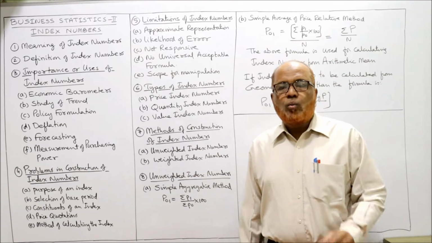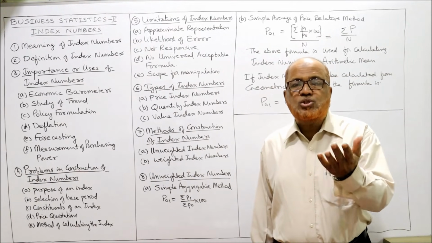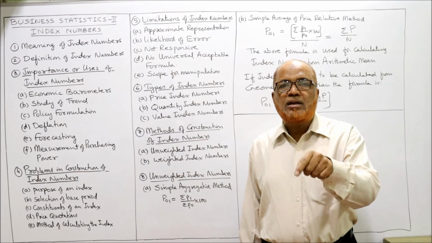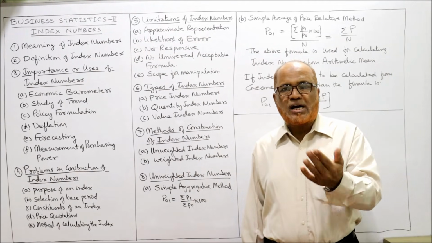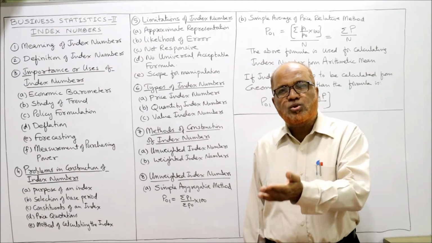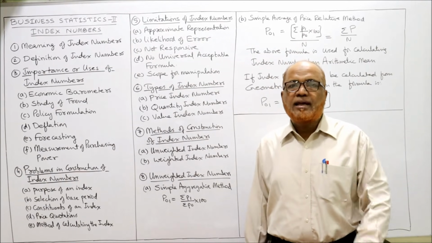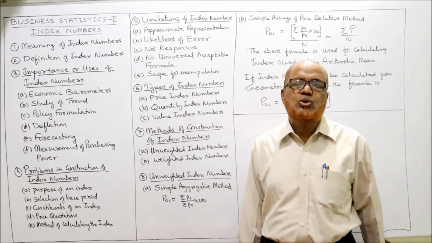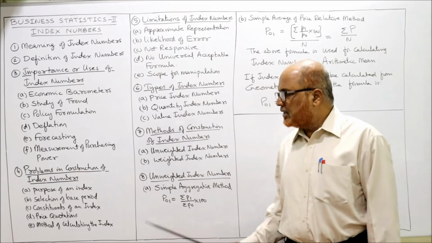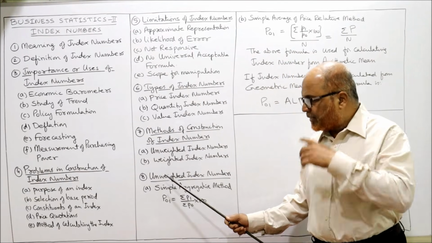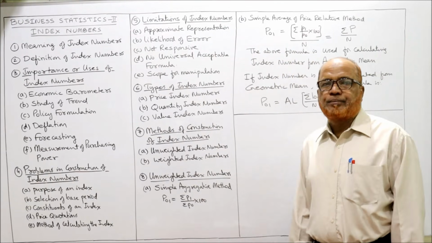Weighted index number is where we assign the weights to the items according to their importance. जिसका इंपॉर्टेंस ज्यादा रहेगा उसको ज्यादा वेट देंगे, जिसका इंपॉर्टेंस कम रहेगा उसको कम वेट देंगे. Like the different weights we attach to different items included in calculating index number, that is called weighted. So first we discuss unweighted index number.